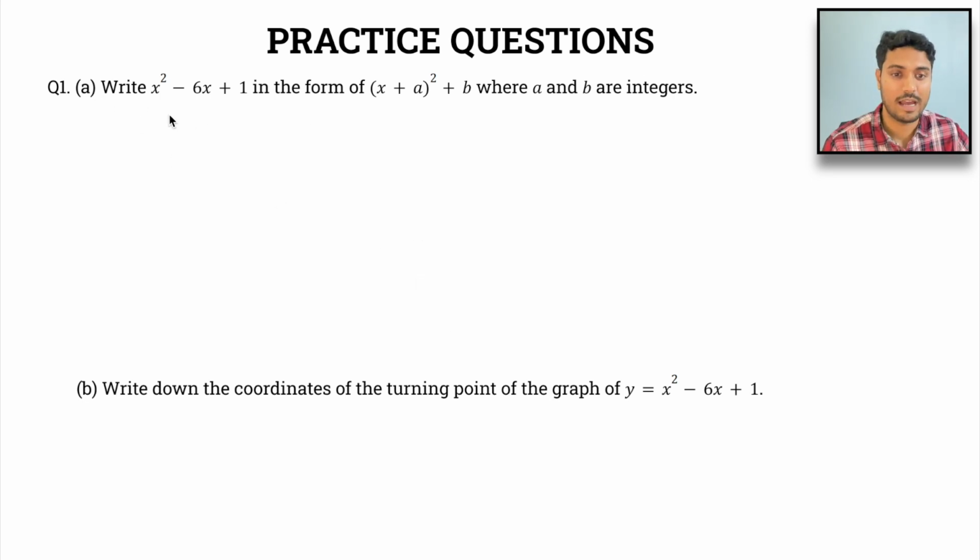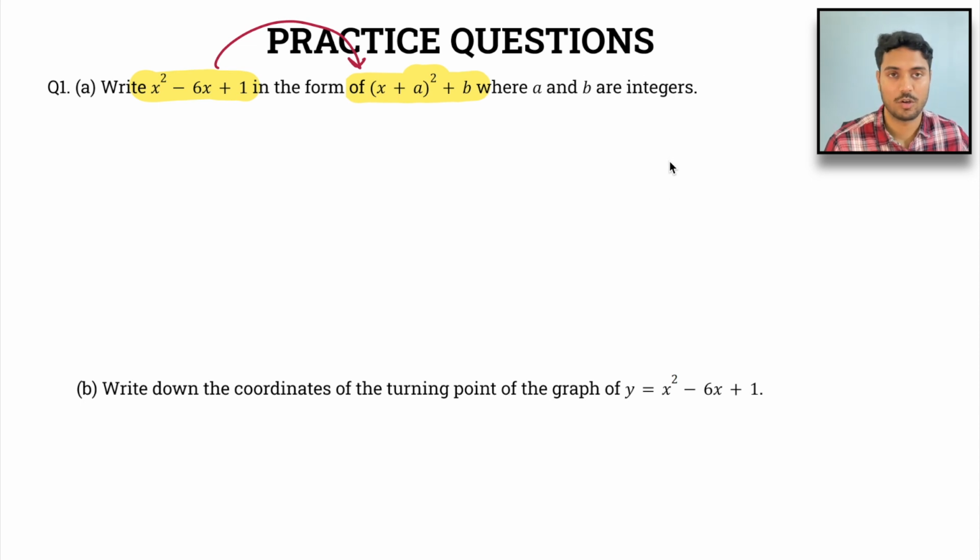Question number 1, it says write x minus 6 the whole square plus 1 in the form of x plus a the whole square plus b. So now, first things first, we have to learn the steps to convert or rewrite this expression in this form. So let's check. I'll explain it here.